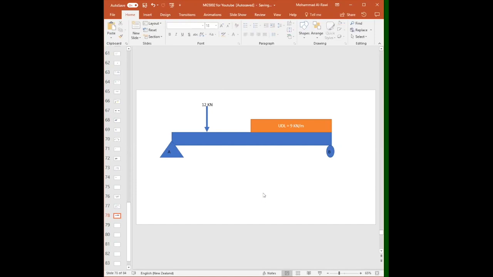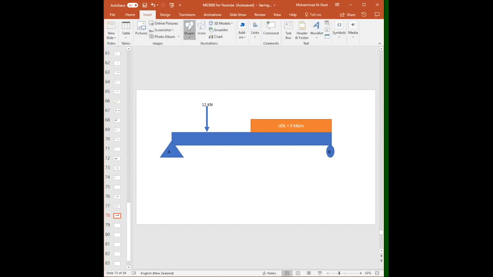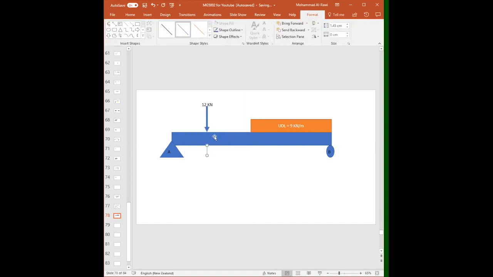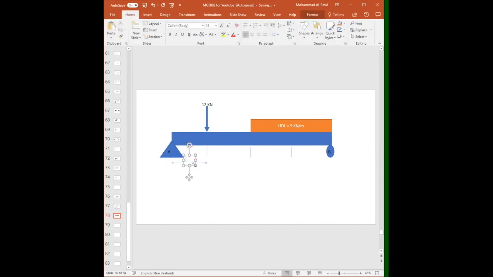Now, this question, if I pass it to you like this, will be invalid because you don't have dimensions. From here to there is one dimension, and from here to this point is another dimension. All of these dimensions are 1.5 meters. So I will type 1.5 meters.